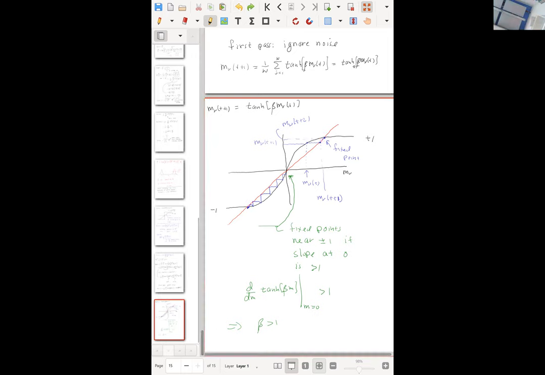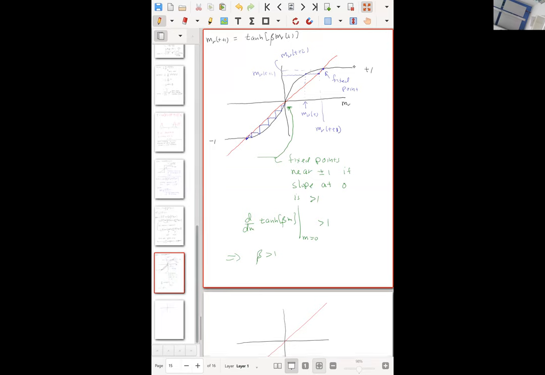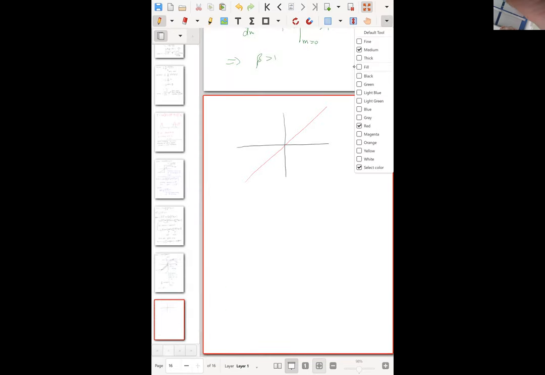That's a weird feature of the Hopfield network that goes away in more realistic models. And we can also ask what happens when beta is less than one. We'll put the 45 degree line here. So beta less than one goes like this. And now you can't have a memory.